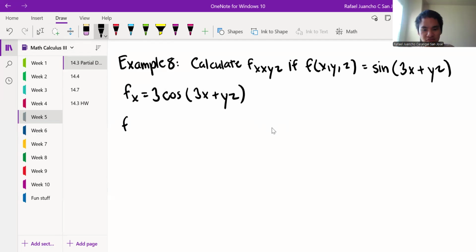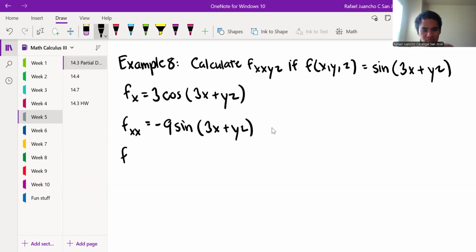And then we do f sub xx. So now we differentiate it again in terms of x. We're looking at this function. Here I'm leaving the 3. I'm taking the derivative of the cosine, so I get negative 3 sine of whatever's inside. I leave y and z as numbers. I take the derivative of 3x, I get 3, so it's actually just negative 9 sine. And I do it again.